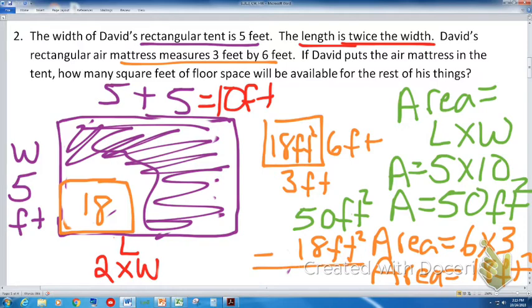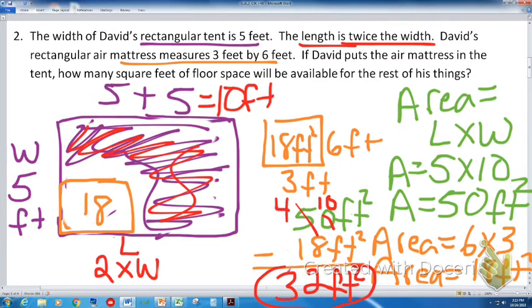0 minus 8 you can't do, so you need to borrow from the 5. 5 becomes a 4, 0 becomes a 10. 10 minus 8 is 2. 4 minus 1 is 3. So 32 square feet, or 32 feet squared, is my answer. So this area right here in this red is 32 feet squared. If you need to, you can rewatch this part of the video or pause now to finish writing. If you want to continue on, continue watching, and I'll be doing number 3.